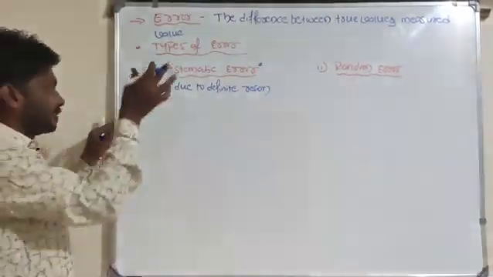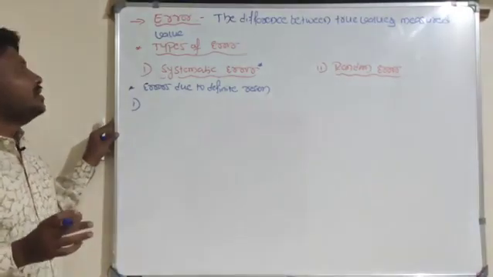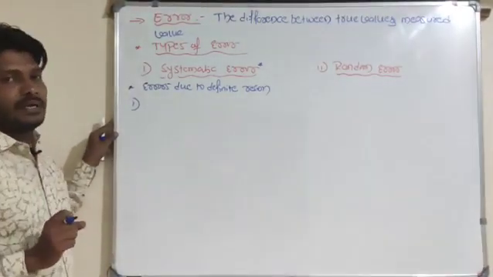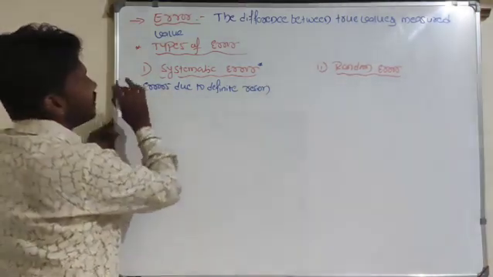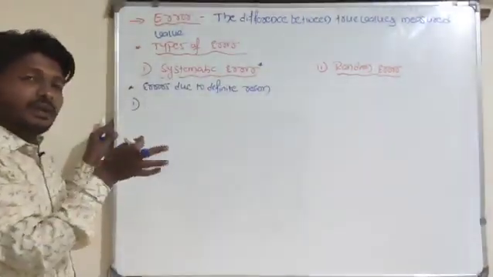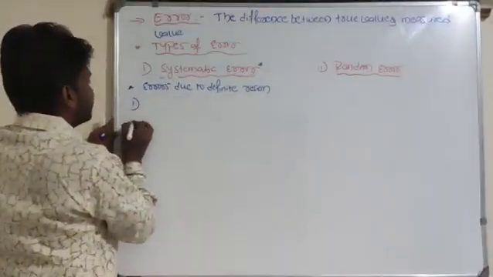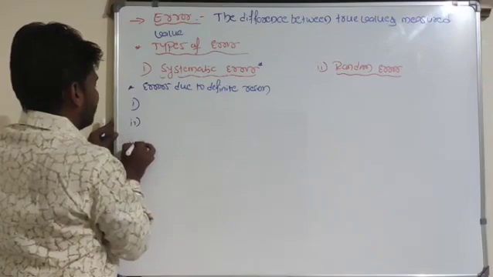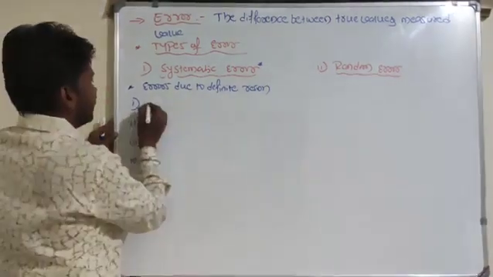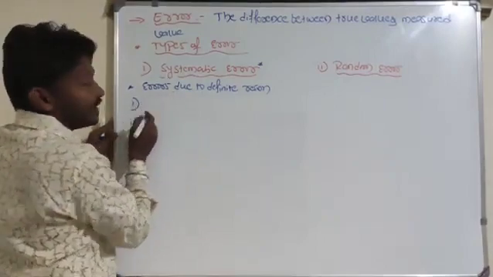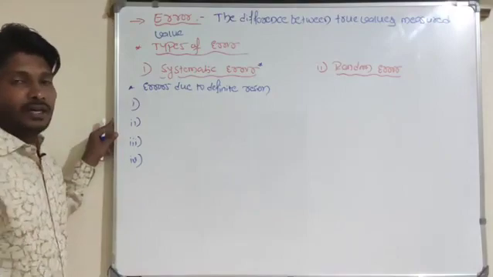Again, in case of systematic errors, there are certain types of systematic errors. Let us see what the types of systematic errors are. For example, errors occur due to fault design in the instrument.